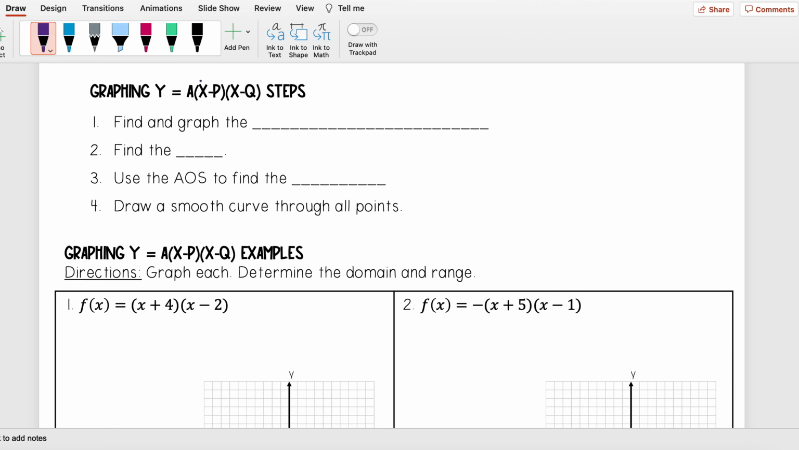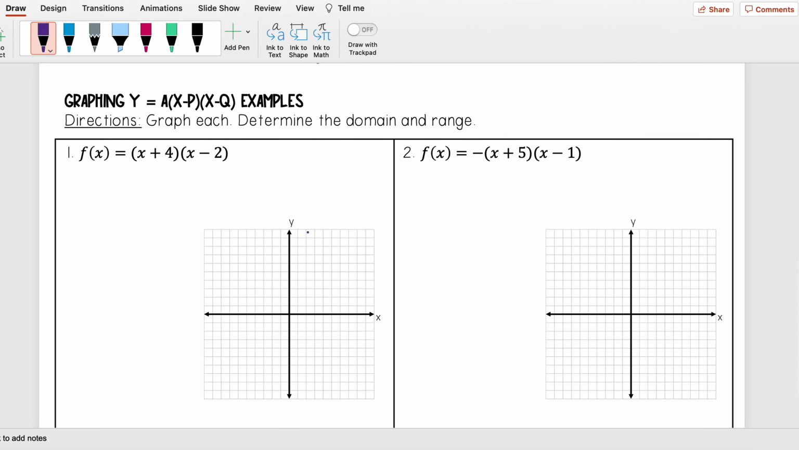So in this video, we're going to be looking at some examples of graphing these quadratic functions in intercept form. First, just to go over some steps to do that, we're going to follow basically 4 different steps. Our first step is to find and graph the x-intercepts, which remember is your P and Q. Second, you're going to find the AOS, which remember just stands for axis of symmetry. And then we're going to use the axis of symmetry to find the vertex. And then we'll draw a smooth curve through all points. So let's go through some examples.